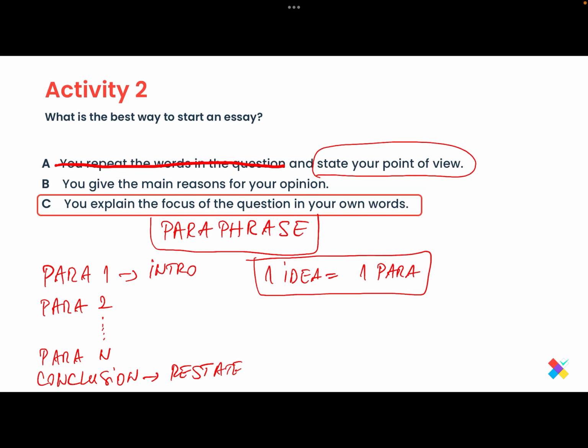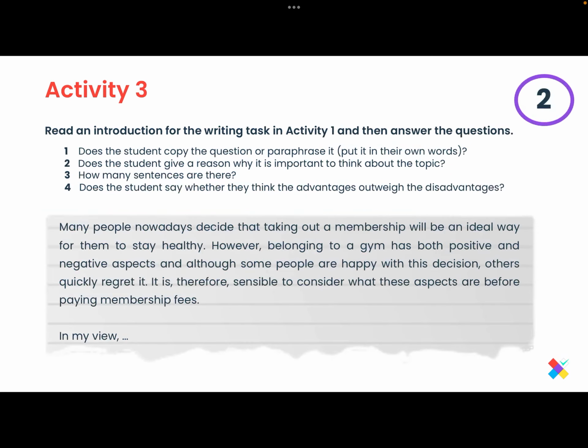All right, we're moving to the next activity. Again, as I said, we're going to focus on the same essay, the one about staying fit and whether to join the gym or not. This time, we're going to focus on the introduction, because we said we're going to practice writing introductions. You've got an introduction for the same task, and I would like you to answer the questions. This is a sample introduction. You've got 2 minutes to read the introduction and also to answer the questions. All right, here you go.